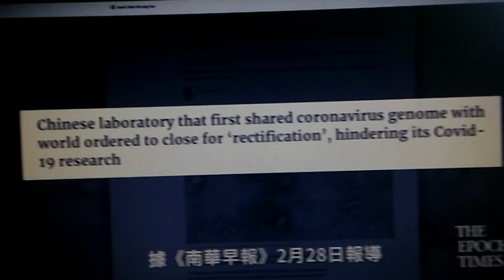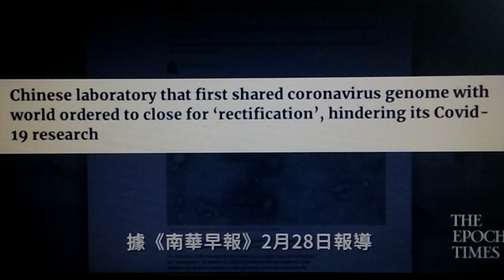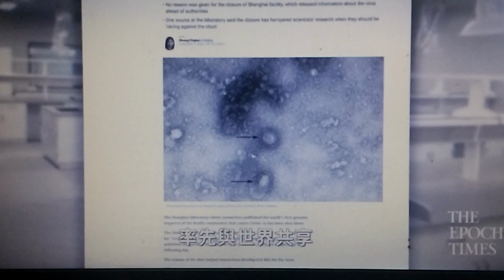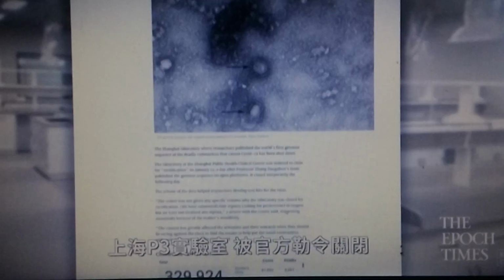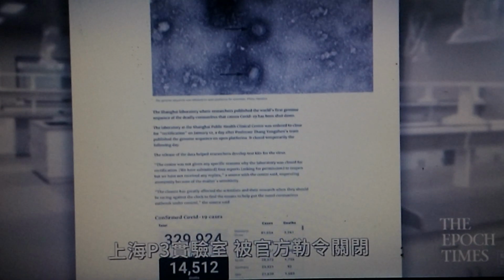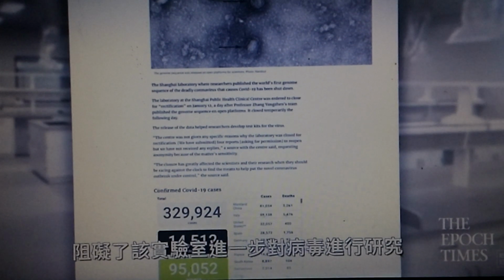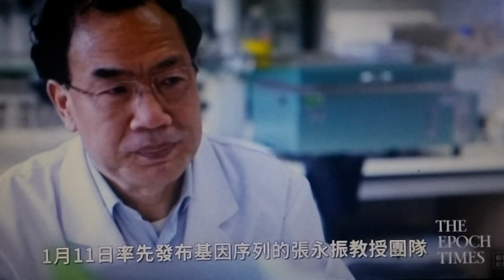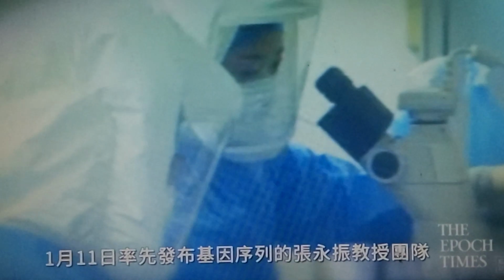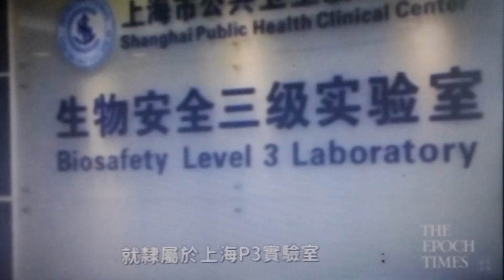Research into the virus genome sequence revealed many essential data points. According to a February 28 report in the South China Morning Post, the Shanghai P3 laboratory, which first shared the Wuhan coronavirus genome with the world, was ordered to close by authorities, impeding further research on the virus. Professor Zhong Yongzhen and his team, who published the genome sequence on January 11, worked at this laboratory.